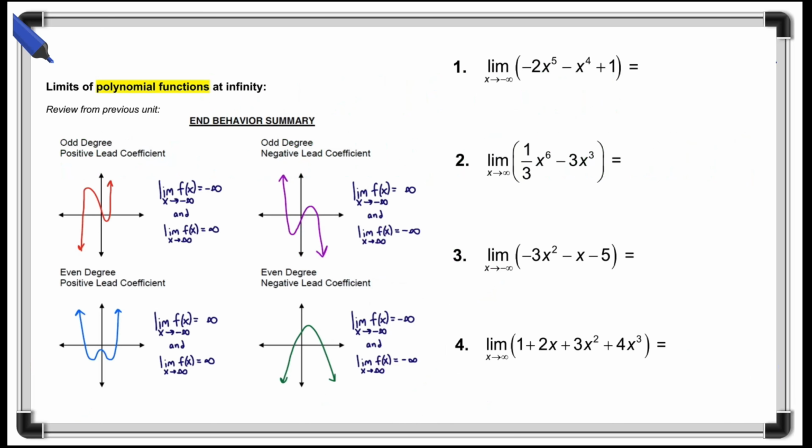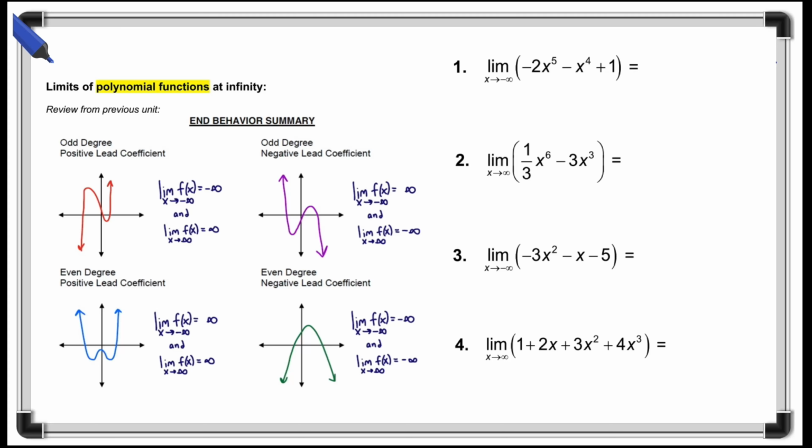Okay, so in previous units we've talked about the limits of polynomial functions at infinity. So we've pretty much looked at the end behaviors of those polynomials, comparing the odd degrees and the even degrees, and then positive or negative lead coefficients. So what we're going to do is use those same ideas and think about these polynomial functions and finding the limit as x approaches either negative infinity, looking at the left side of our graph, or as x approaches positive infinity, looking at the right-hand side of our graph.